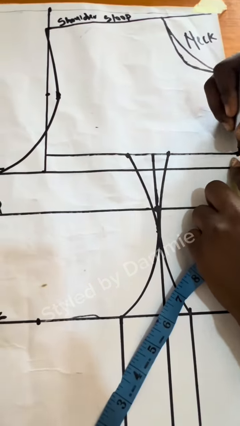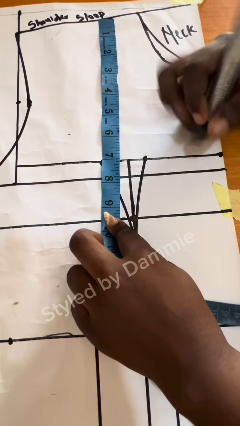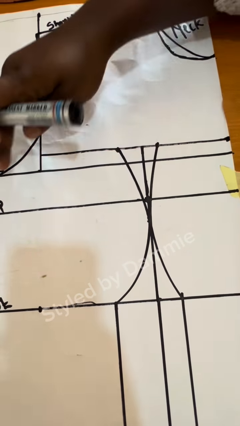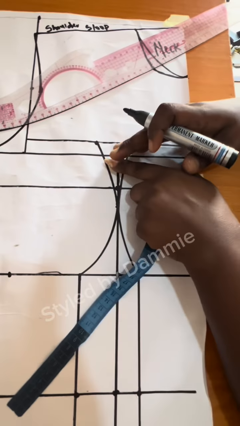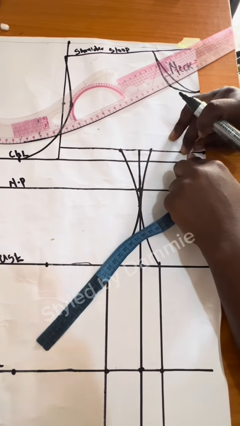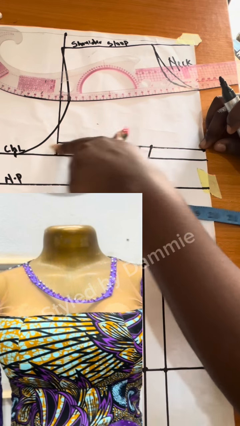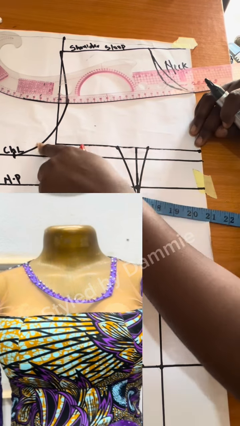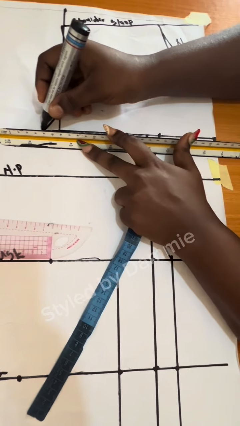So to determine the yoke, I'll be marking 7 inches from my shoulder slope, just like this. This is 7 inches. Then I'll connect with my curve rule to the armhole, depending on the shape you want for your yoke. So if you want a straight line yoke, you can just go ahead and make it straight, just like this. You connect just like this.